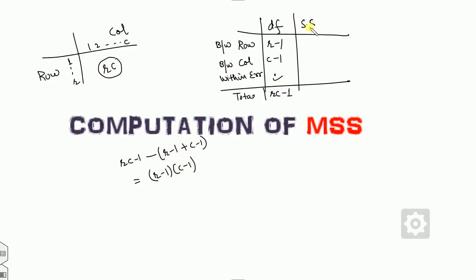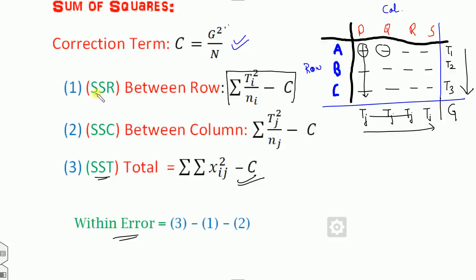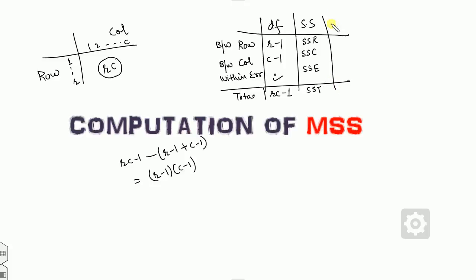Now second is SS, that is SS of the row, SS of the column, SS of the error, and this is SS of the total. We have seen here SS row, SS column, SS total, and this is called SS error. Now how do you find the MSS?